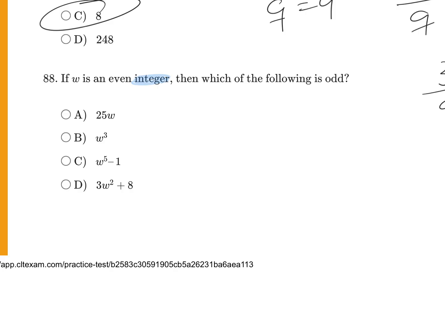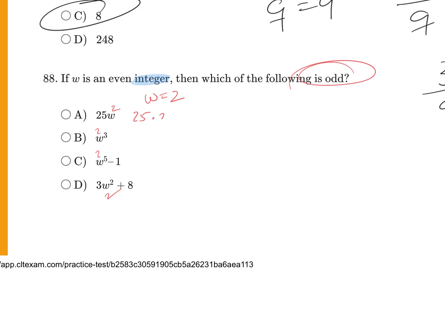Well, all the answer choices are variables. They didn't give us an actual number. All the answer choices have variables, so we can pick our own number. Just pick any number to test, any number that's even and that's an integer. So I'm going to pick 2. And then I'm going to plug in 2 to each answer choice and see which one gives me an odd result.